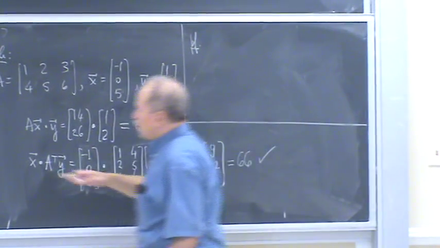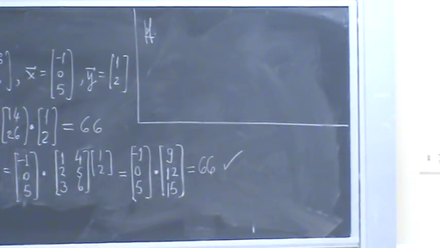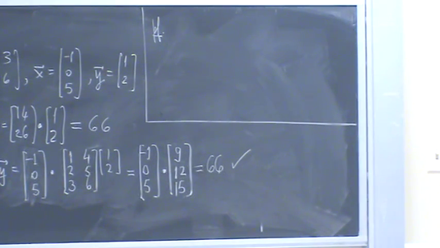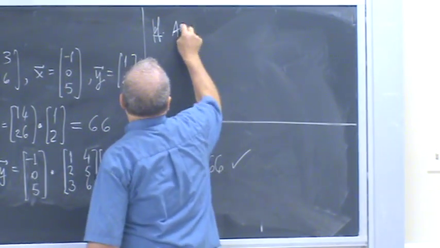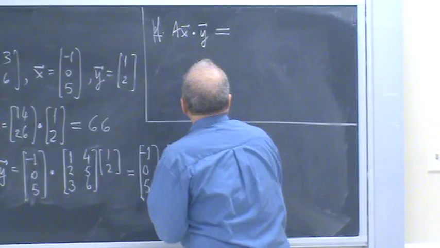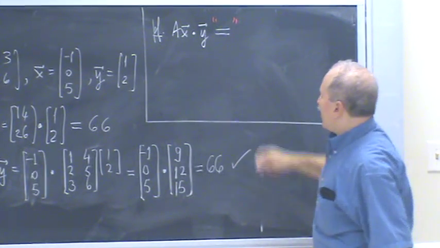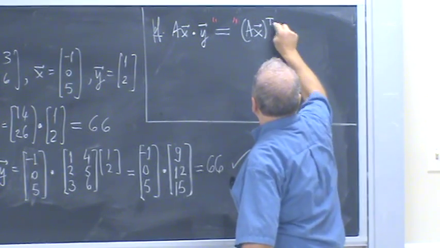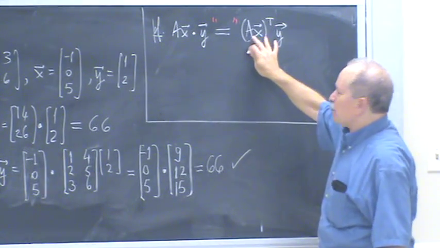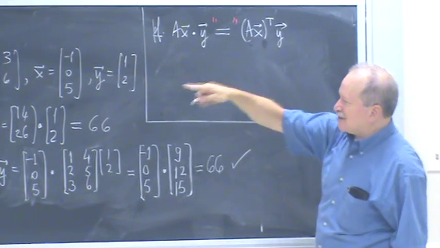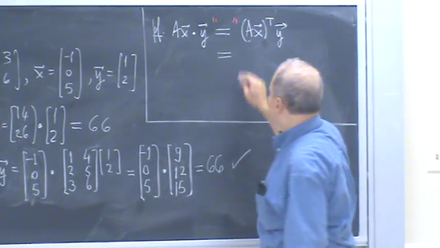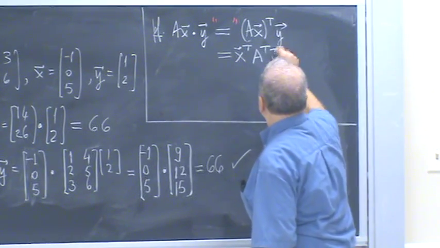What did we say we could think of a dot product of two vectors as doing? Multiplying the transpose of the first by the second. So Ax dot y equals (Ax) transpose times y. Now, how do I take the transpose of a product? We use that fact. So what do I write down? x transpose, and then A transpose y. So then you can undo the transpose.